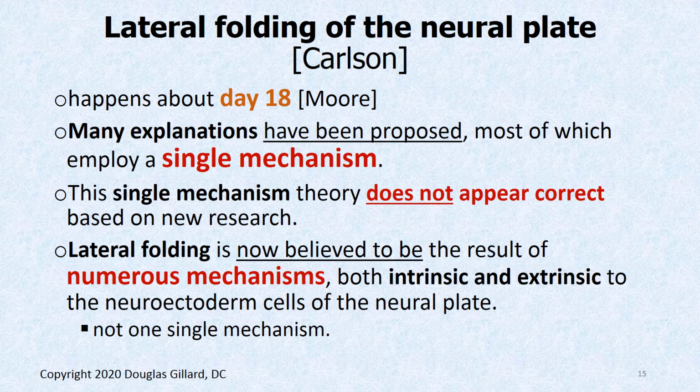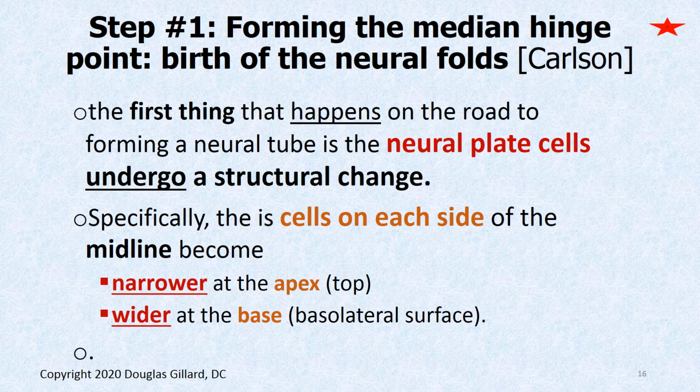But there's probably other things going on at the same time, so it's not as simple as this mechanism I'm going to describe. There's numerous mechanisms, intrinsic and extrinsic. But nevertheless, here we go. So the first thing that has to develop is a point where this thing bends. So we're going to turn our flat plate into a V-like structure. That's the first thing that's going to happen.